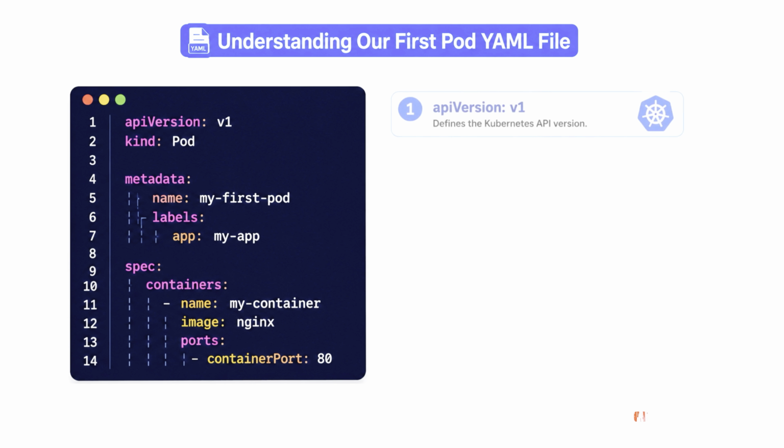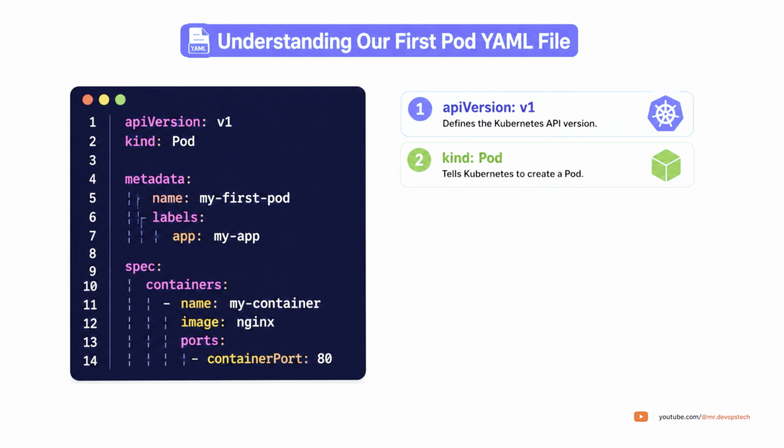So first we have apiVersion: v1. This tells Kubernetes which API version we are using. For a pod, it is always v1. Second, we have kind: Pod, and this tells Kubernetes what we are going to create. In this case, we are creating a pod.